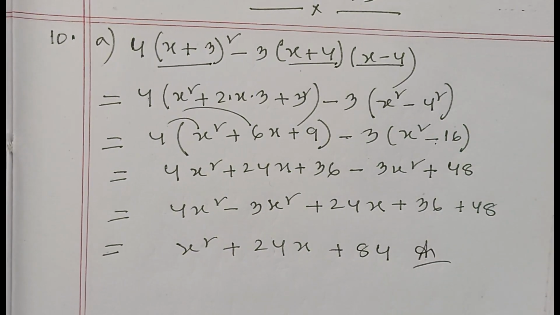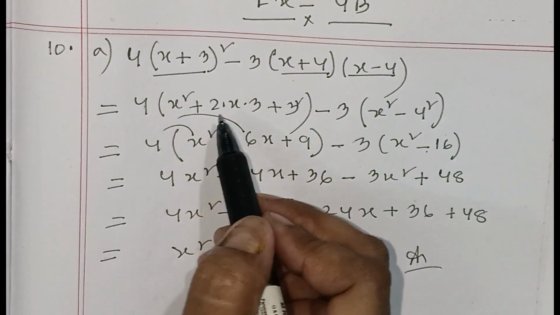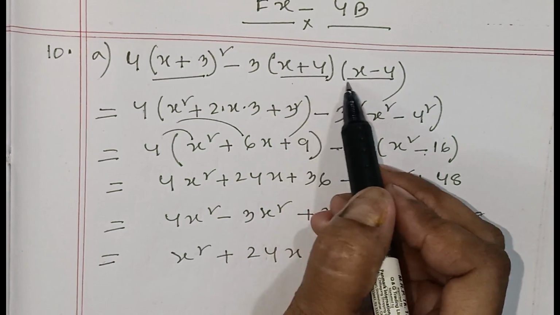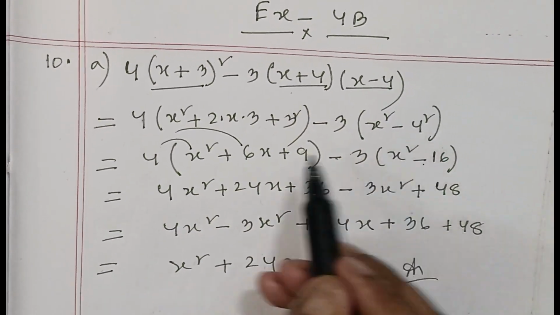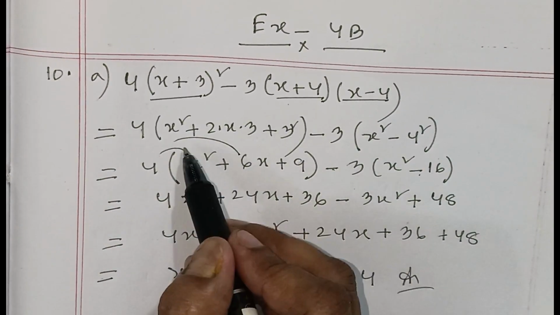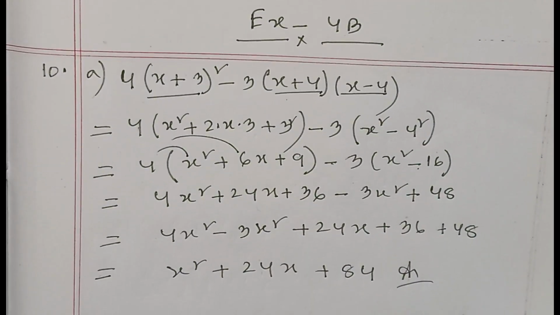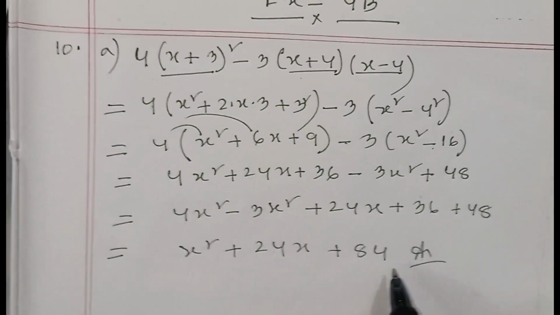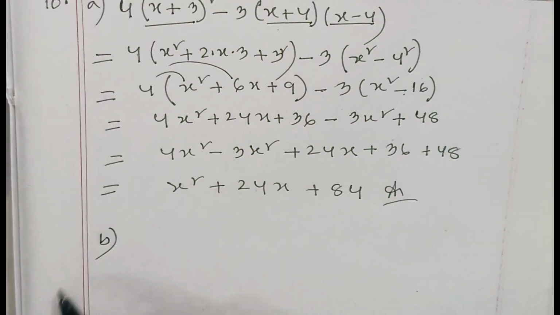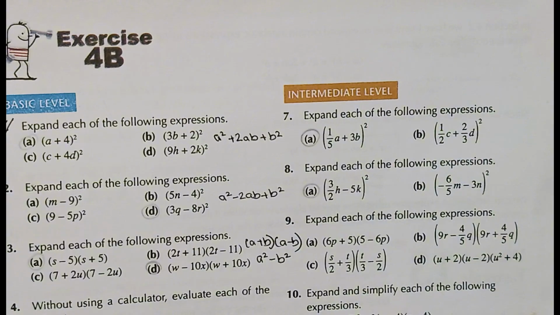That's it, this is the answer. At first apply the formula (a plus b) whole square, and same here (a plus b) into (a minus b), a square minus b square, then multiply by distributive law, 4 multiply the full term, 3 multiply the full term, then calculate like terms and arrange and calculate. That's it.